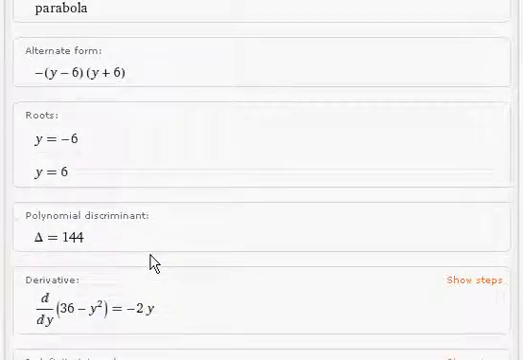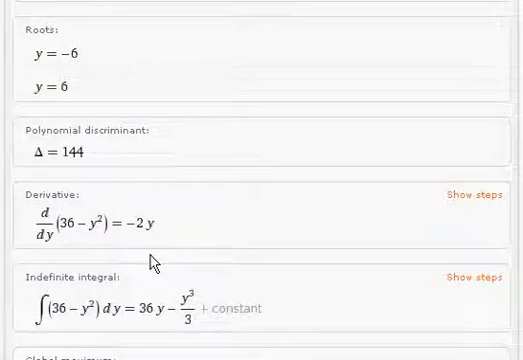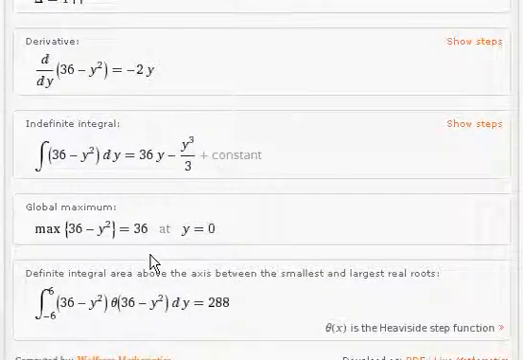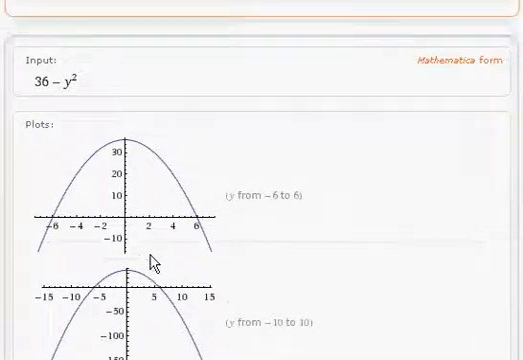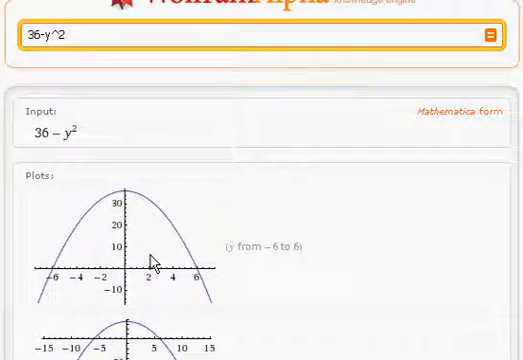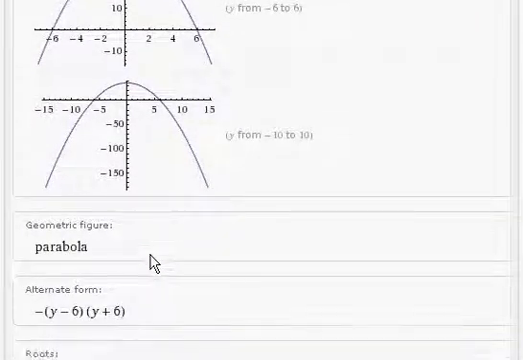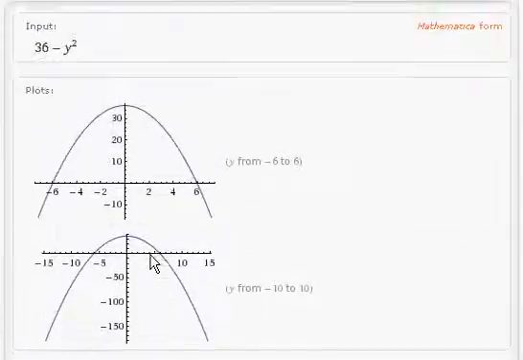Polynomial discriminant, 144. The derivative is also there. Global maximums, definite integral, etc. So from this very simple expression, 36 minus y to the second, we get all kinds of very interesting things. So keep that in mind as you work through math, that these equations, as simple as they might be, actually have representations in graphics and in nature.